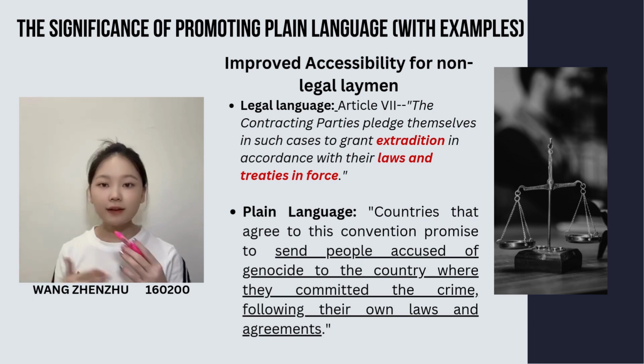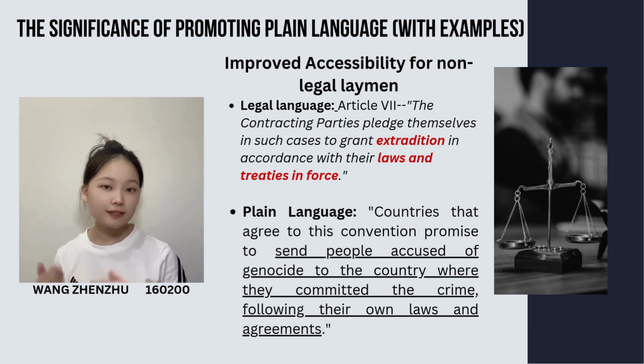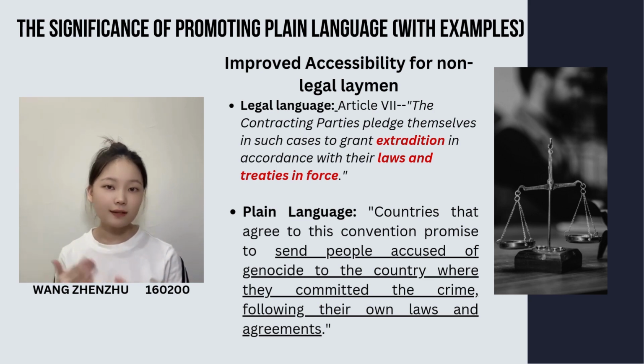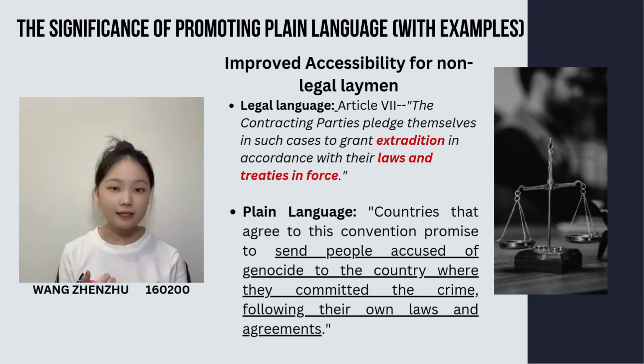The last significance is improved accessibility for non-legal laymen. As we can see, in the original Article 7, the term "extradition" and the phrase "laws and treaties in force" might be difficult for non-legal laymen to understand. By rephrasing it in plain language as: send people accused of genocide to the country where they committed the crime, following their own laws and agreements, we make the concept clear and more accessible.